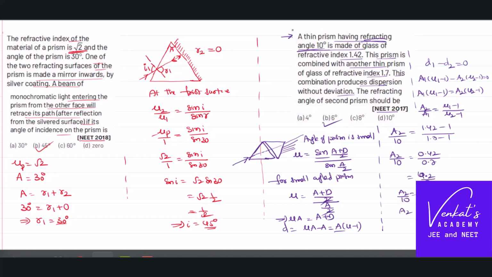B is the answer for the problem. So it's a simple problem, but you need to know the basic concepts to solve it, that for a small angle prism, what is the deviation. No deviation means the deviation of one is cancelling the deviation of the other. Just derive the condition and use it so that you will get the answer.